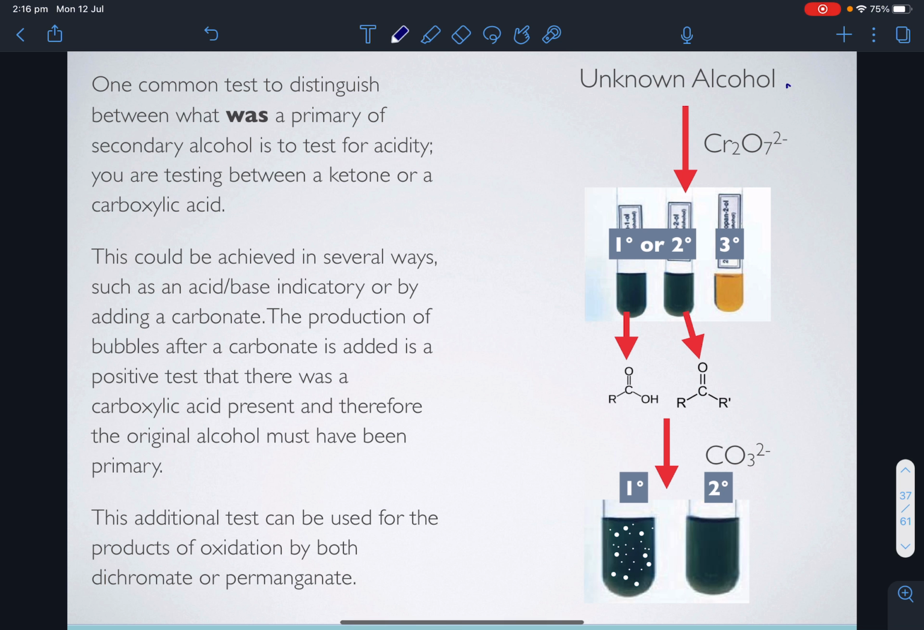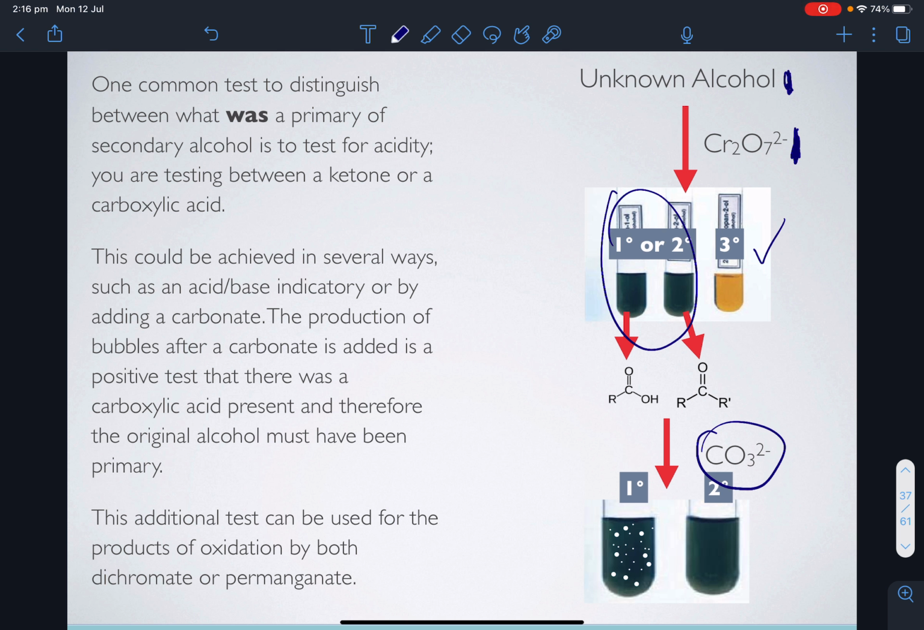We had some unknown alcohol, we oxidized it, so we either had some turned green, which was primary or secondary, or one of our examples turned yellow, and that was our tertiary. So we knew that one for sure. But here we had one or two and we didn't know what it was. So what we did is we added in a carbonate.